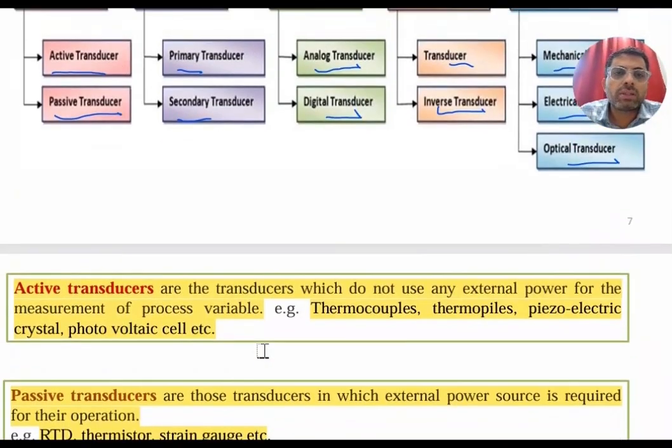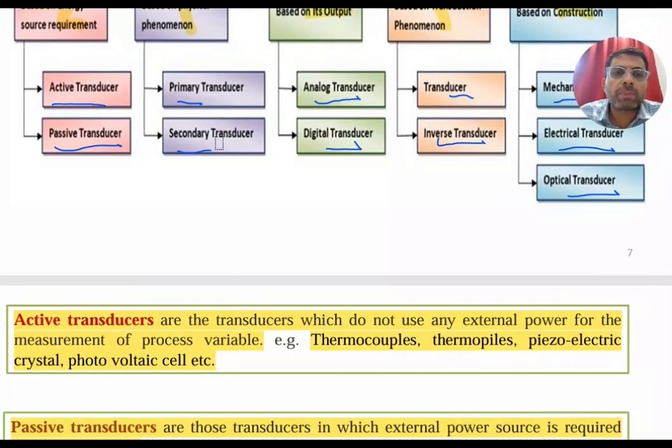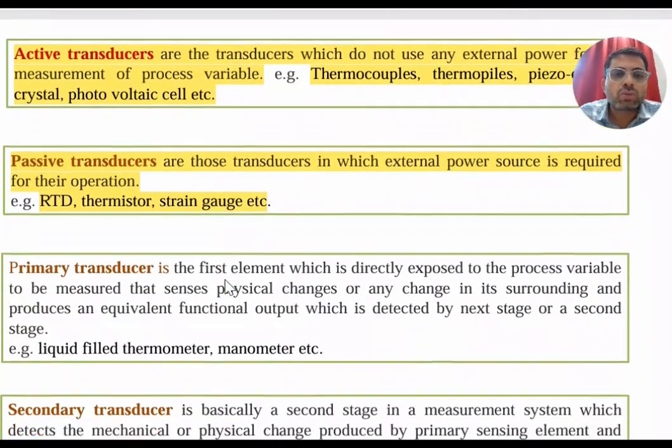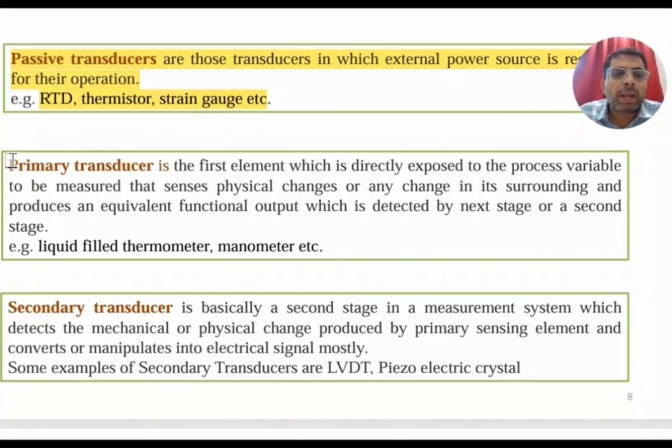Now next is, based on the physical phenomenon, primary and secondary transducer. So what is a primary transducer? Primary transducer is the first element which is directly exposed to the process variable to be measured, that senses the physical changes or any changes in its surroundings and produces an equivalent functional output, which is detected by the next stage or the second stage. This is called a primary transducer. What are the examples? Liquid filled thermometer and manometer are primary transducers.